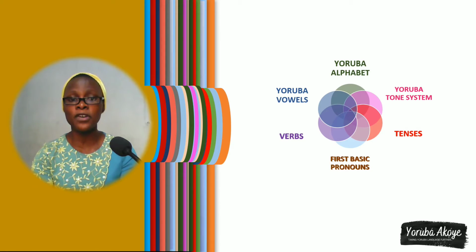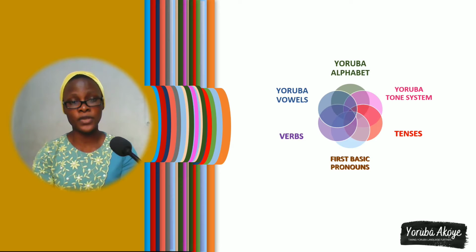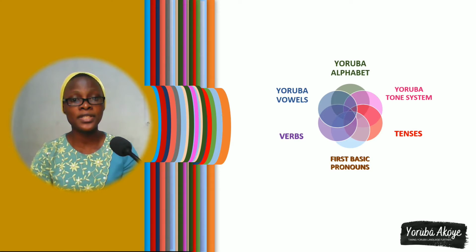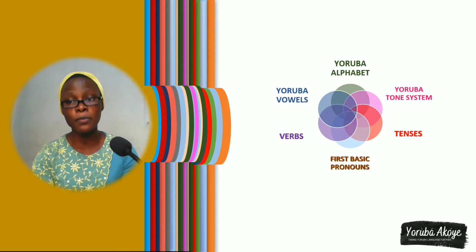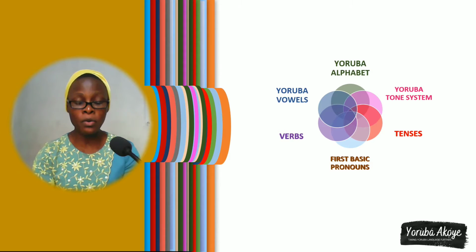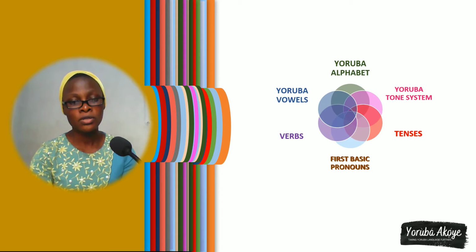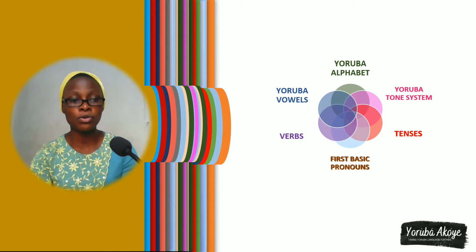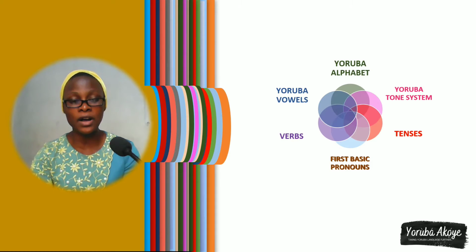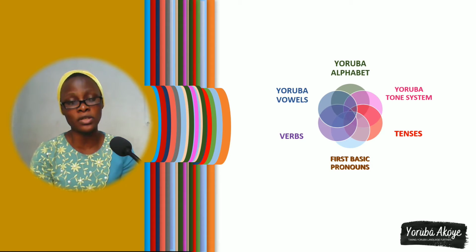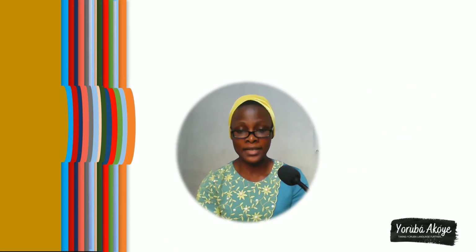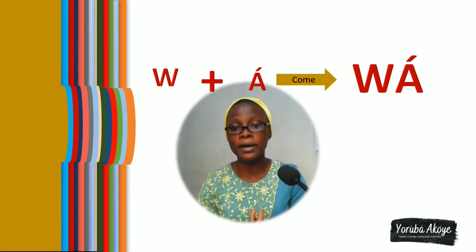So we are taking a step further in this video, and you will see how letters are combined to form words. So basically what we are doing today is on action words. So let's get to work and see how these work. So let me show you an example of what I'm talking about here, on how words are formed in Yoruba language.